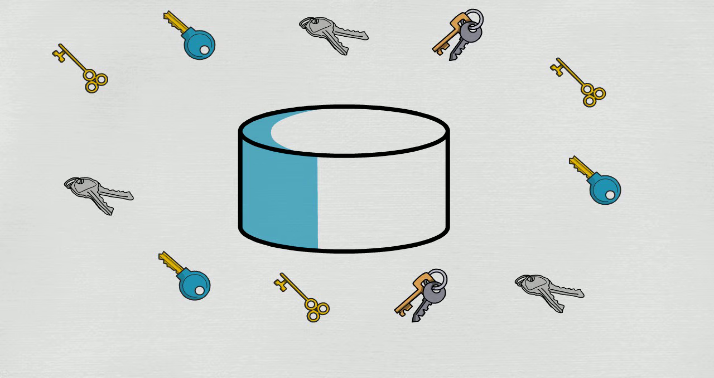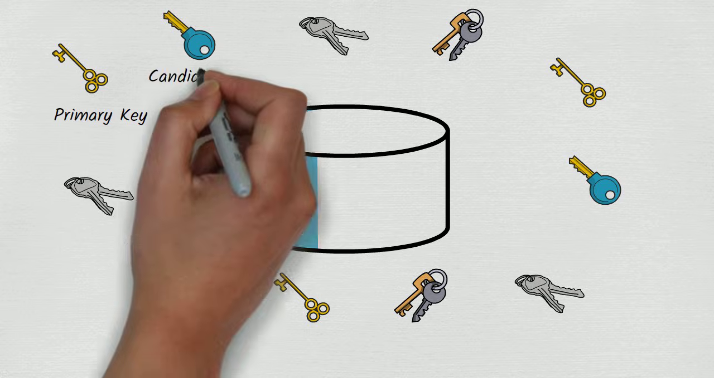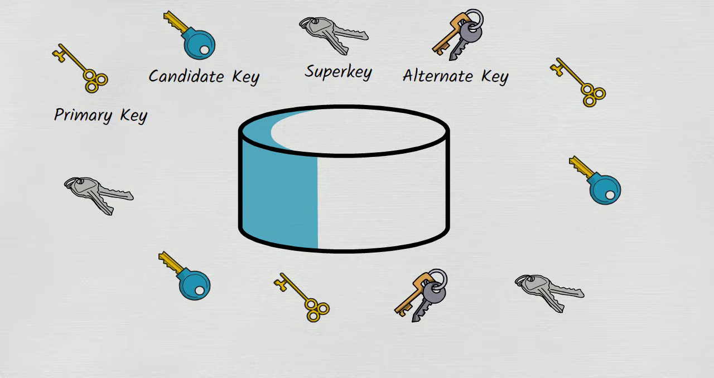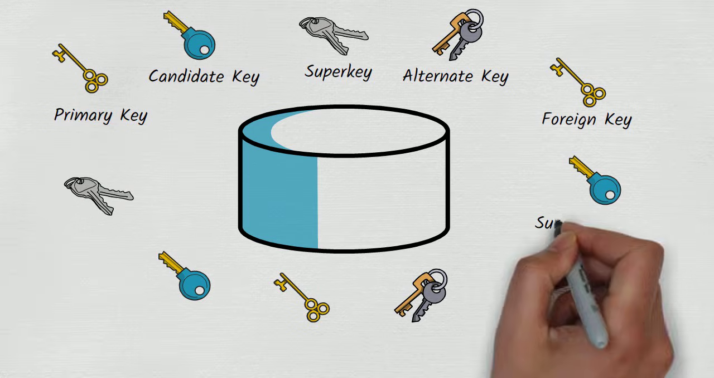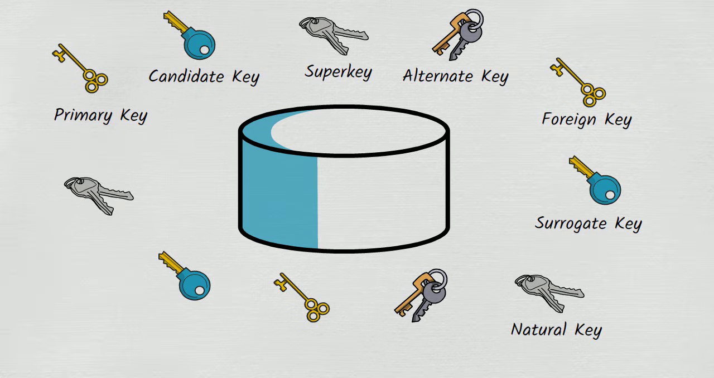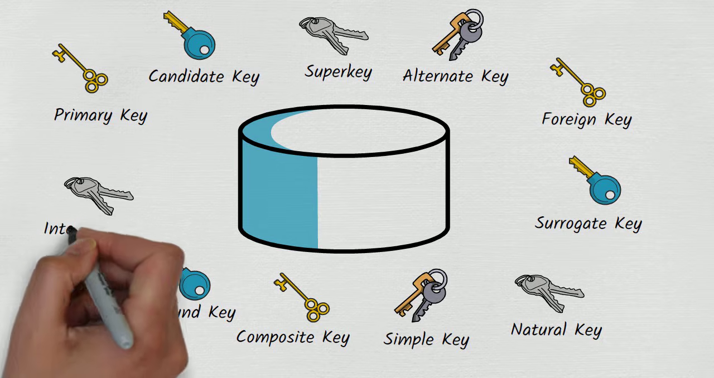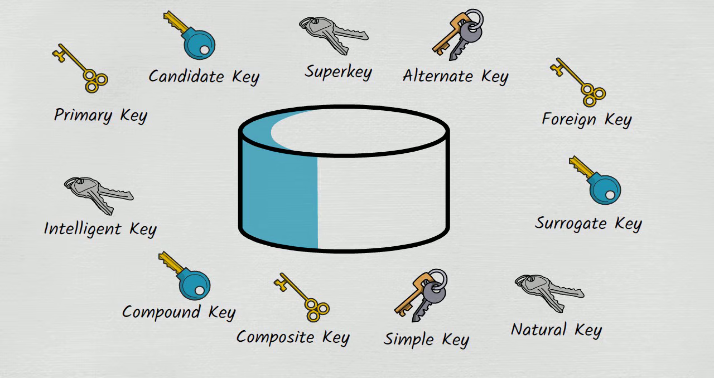A particular key can be a primary key, a candidate key, a superkey, an alternate key, a foreign key, a surrogate key, a natural key, a simple key, a composite key, a compound key, or an intelligent key. And it frequently happens that a key is of more than one of these types. By the end of this video, you'll understand what all this key terminology means, and you'll have gained some insight into how each type of key gets used in practice.